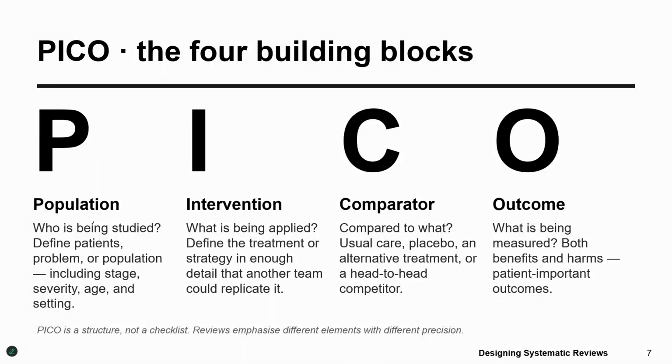PICO. 4 building blocks. You should be able to recite this from memory by the end of this video. P. Population. Be specific. Patients with diabetes isn't enough. Stage, severity, age, and setting all matter. I. Intervention. Describe in enough detail that another team could replicate it. Vague descriptions are the single biggest cause of unreplicable reviews. C. Comparator. Usual care, placebo, or active alternative. The answer changes which studies are eligible. O. Outcome. Both benefits and harms, and patient-reported outcomes like mortality, quality of life, and function, not just lab values.